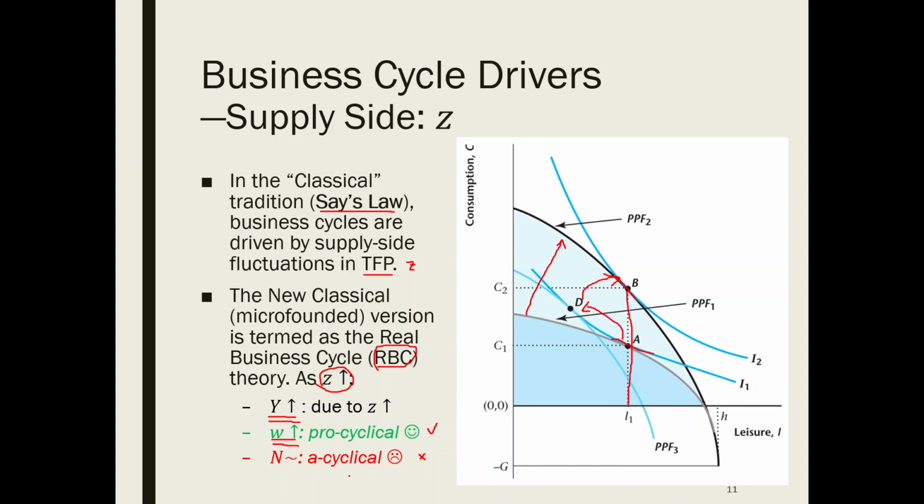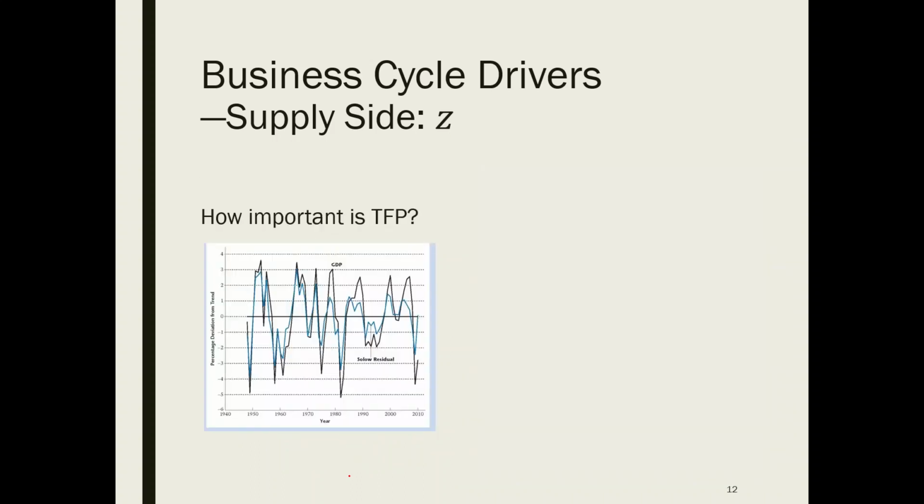So we established that productivity is an important factor of business cycles. But how important is it? The new classical RBC model actually states that Z seems to be the only important factor. Look at the graph on the left. The business cycle is measured by the percentage deviations of GDP from its trend, the black line, and the productivity is measured by the Solow residual, the blue line. As you can see, they almost coincide all the way through, and productivity can account for more than 90% of the fluctuations during business cycles.